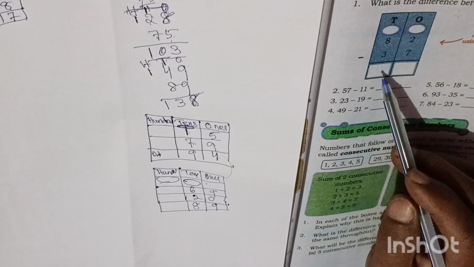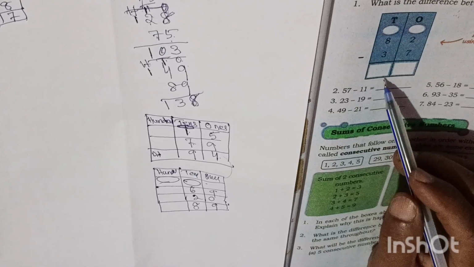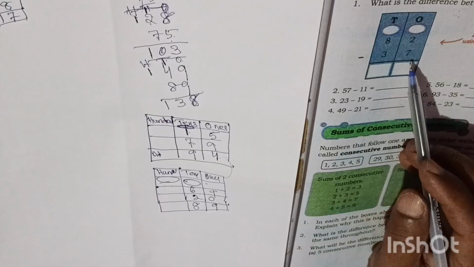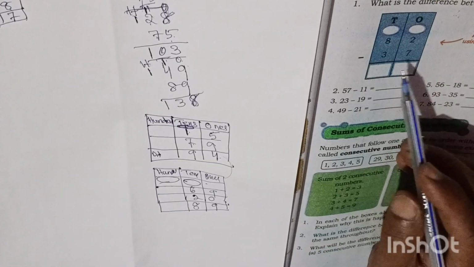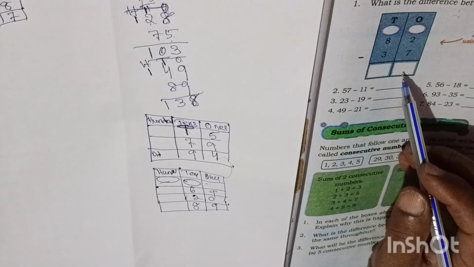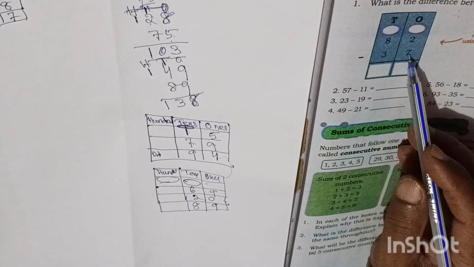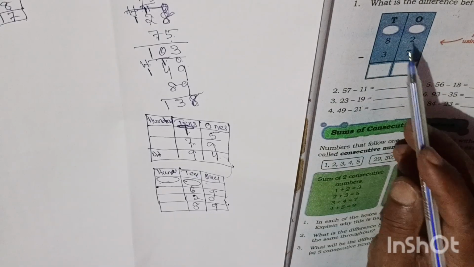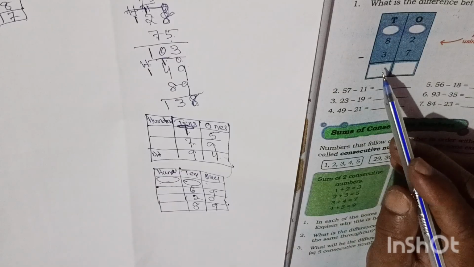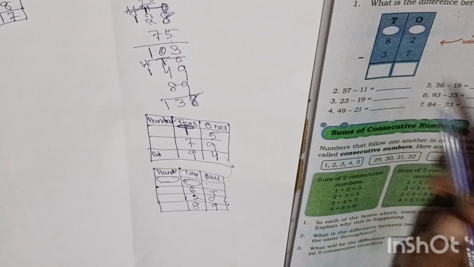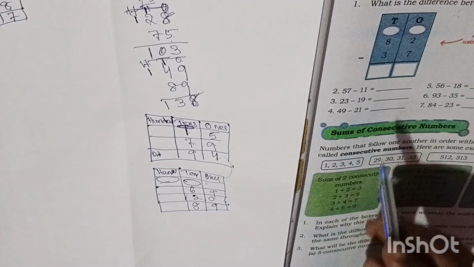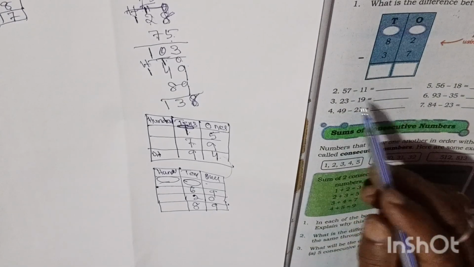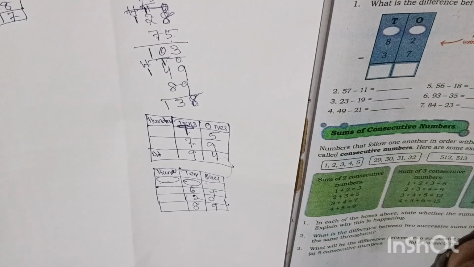7 minus 3 is equal to 4. That is the answer. That means 37 plus dash is equal to 82. After subtracting, 12 minus 7 is equal to 5, and 7 minus 3 is equal to 4, so 45. 37 plus 45 is equal to 82. In a similar way, you can find out those subtractions.